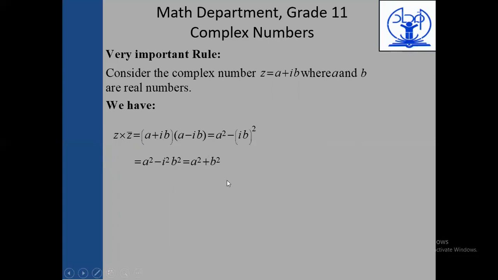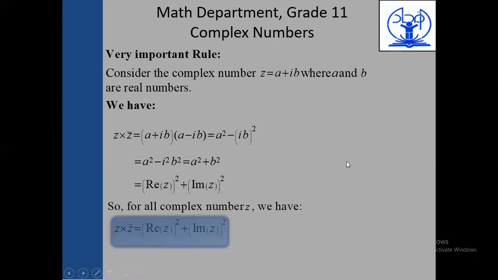You can use this directly from now on. Whenever you are multiplying a complex number by its conjugate, you will get directly the real part squared plus the imaginary part squared. And note here that the answer is real. There will be no i in the answer. So for all complex numbers, we have z times z bar equals the real part of z squared plus the imaginary part of z squared.